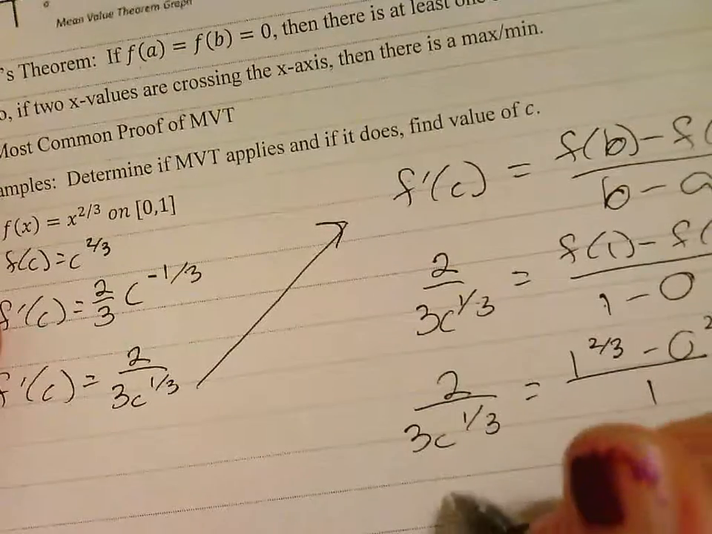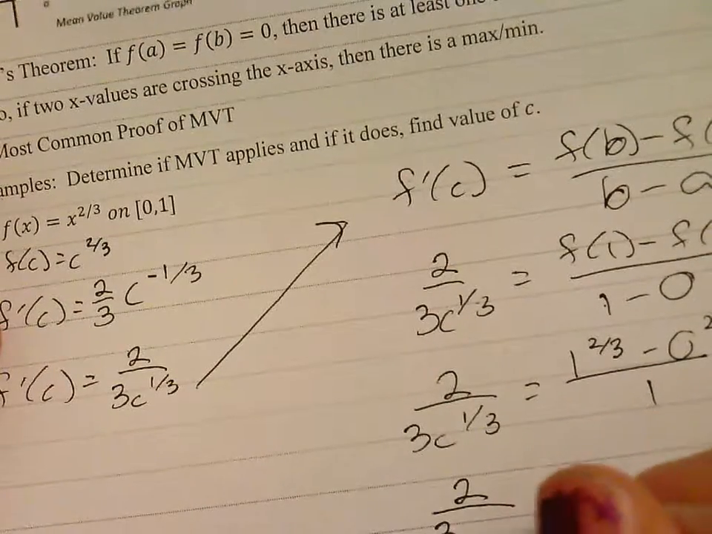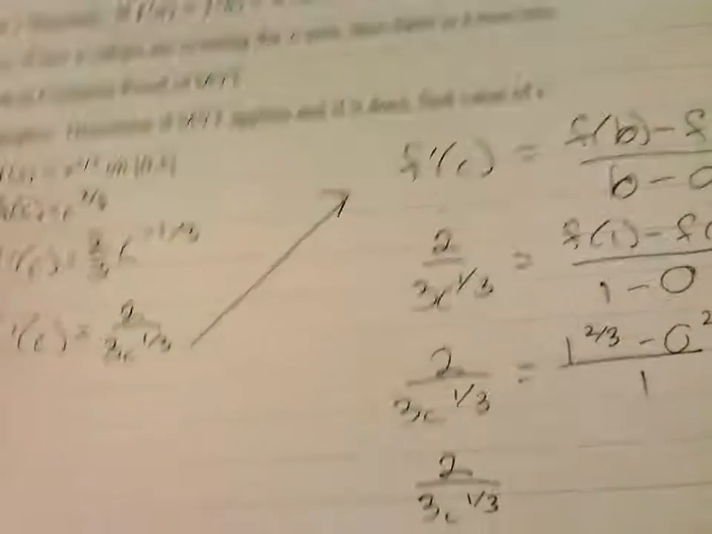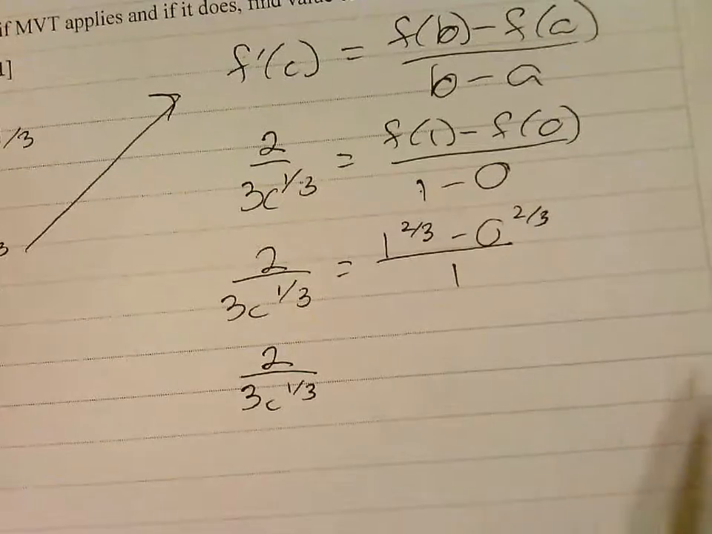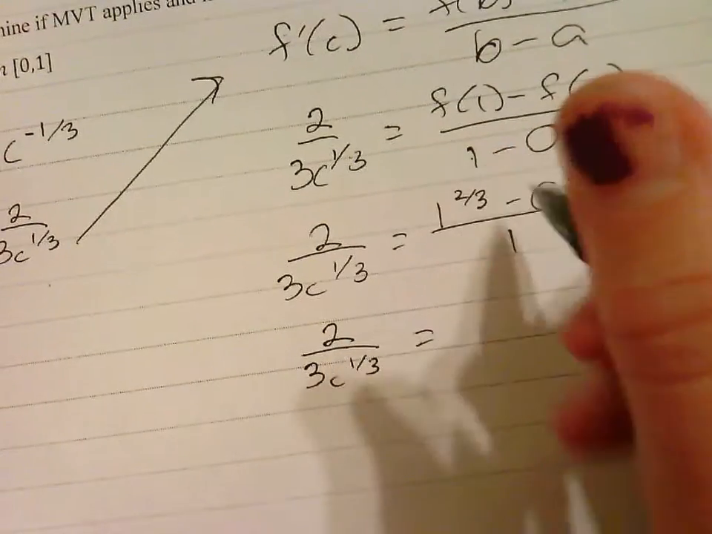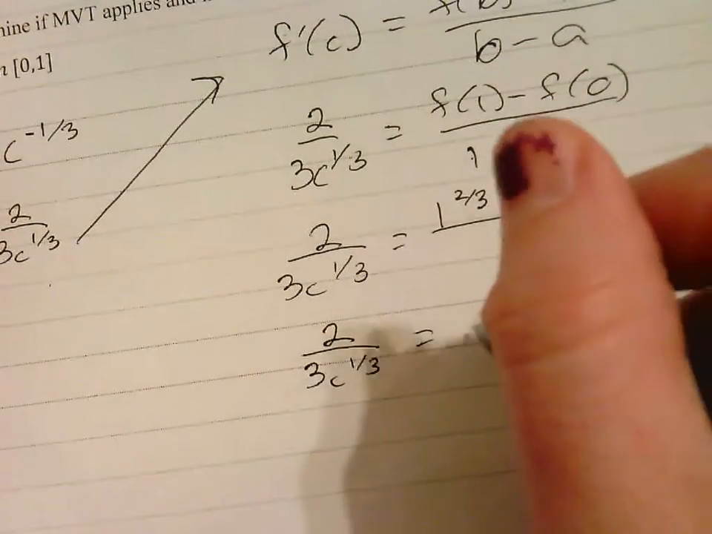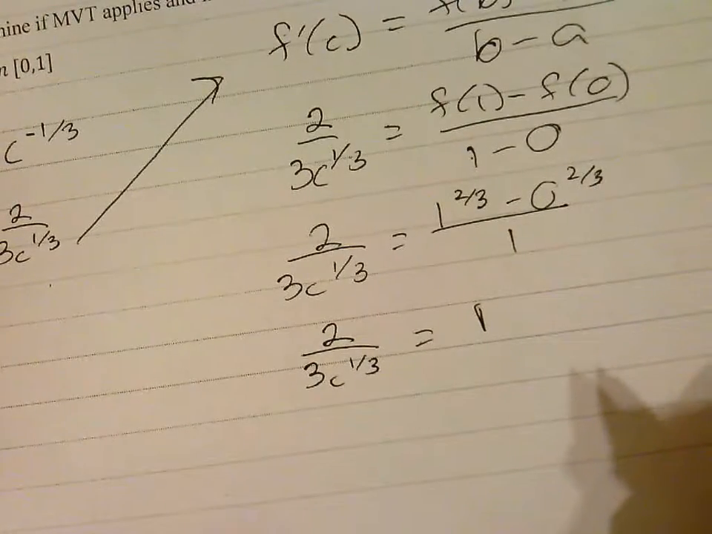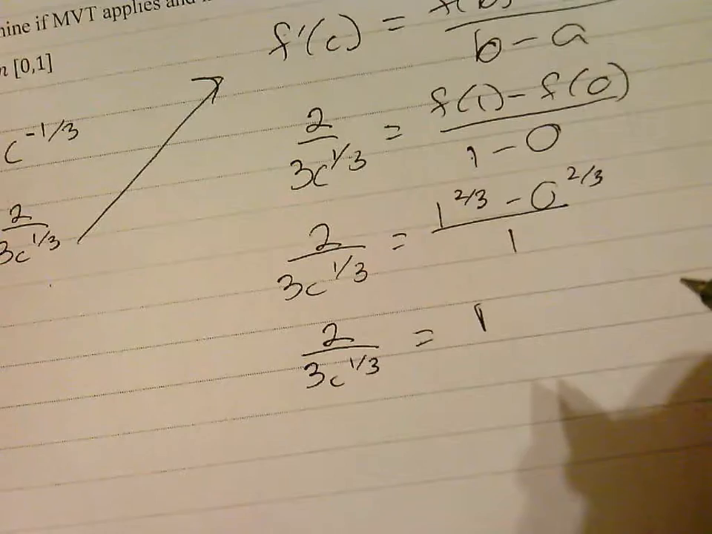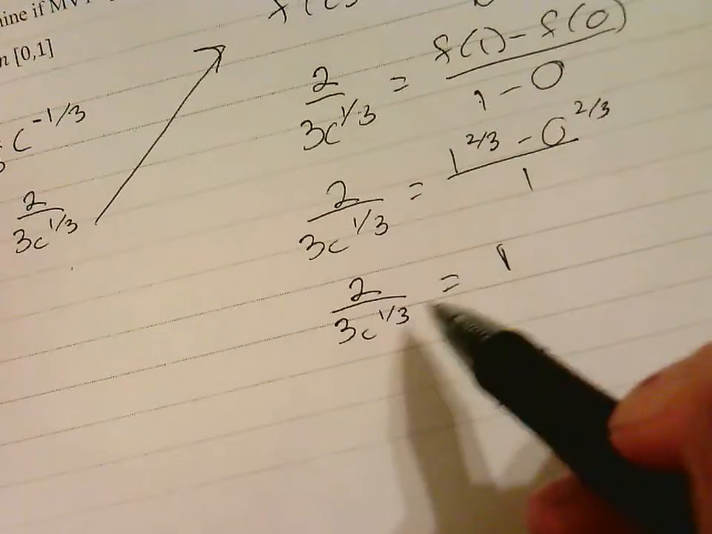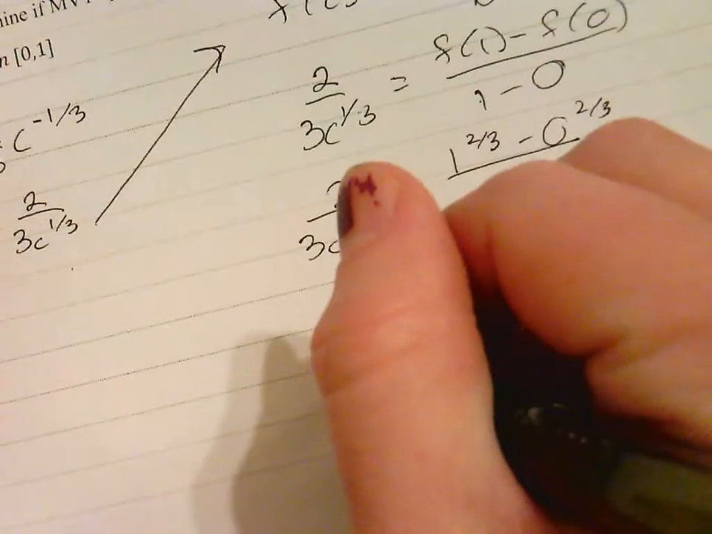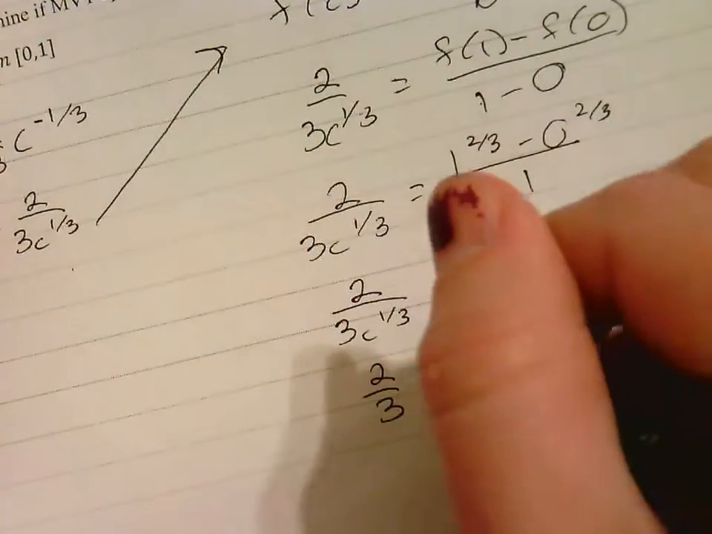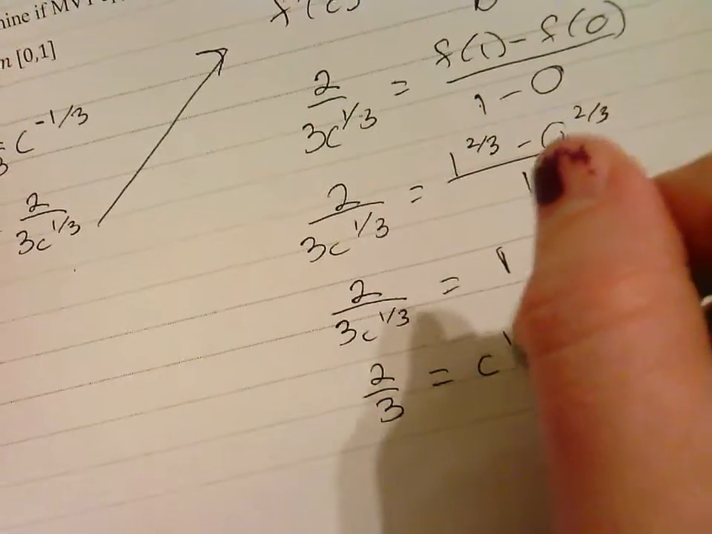So then you have 2 over 3c to the 1/3. It might be helpful to go ahead and find f of b and f of a. It might give you some room. That equals 1 to the 2/3 is 1, 1 over 1 is 1. So now you're solving for c because you're looking for that x value where that is going to happen. Cross multiply there. So you're going to have 2/3 equals c to the 1/3.